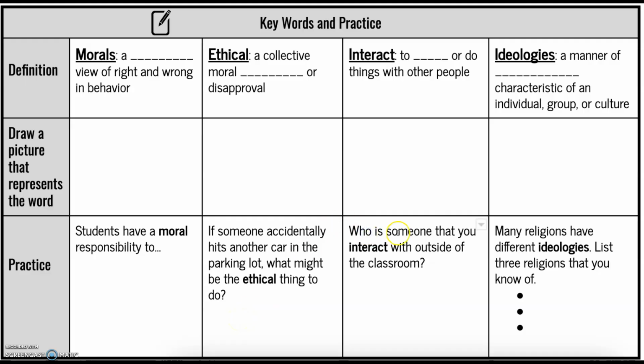Next is interact. Who is someone that you interact with outside of the classroom? Any person that you interact with, you can list them here. Last one is ideologies. Many religions have different ideologies or manners of thinking. List 3 religions that you know of. So pause the video and make sure you've completed all of these practice now.